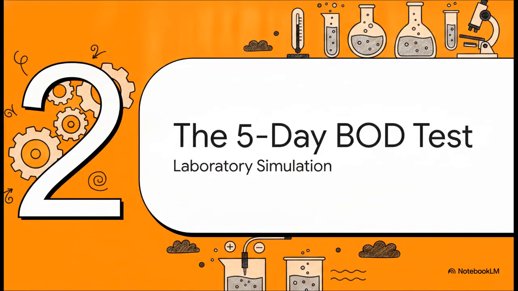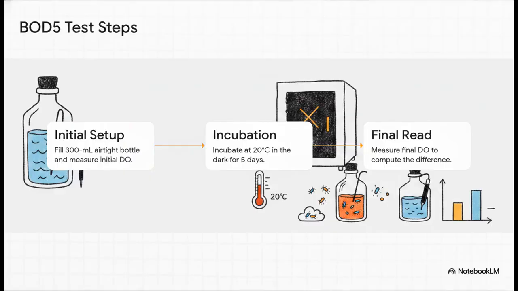Let's move on to Section 2, the 5-day BOD test. So this is the industry standard BOD5 test. It's a highly controlled biological assay. Basically, you take a specialized 300 milliliter glass bottle, fill it up with your water sample, and measure the initial dissolved oxygen. Then you seal it tight, it has to be perfectly airtight, and pop it in an incubator at exactly 20 degrees Celsius for 5 days. Why 5 days? Simply because it takes time for the bacteria to actually consume the waste.